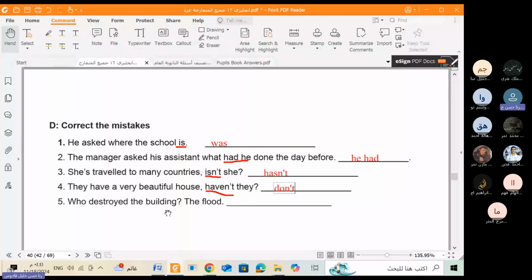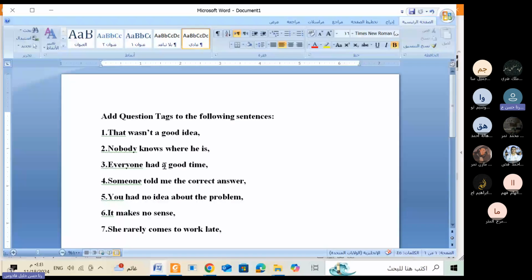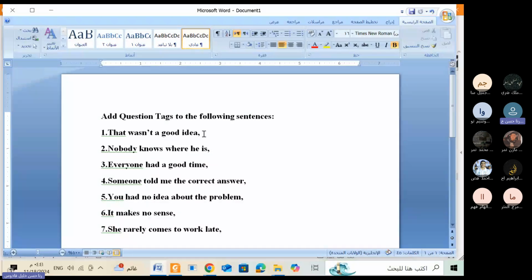Who destroyed the building? The flood. This is not needed. It is not required in your material, Tawjihi. It is not for you. Now I have another question here, and I want you to focus on them. Add question tags to the following sentences. That wasn't a good idea. What do you think is the tag for this?